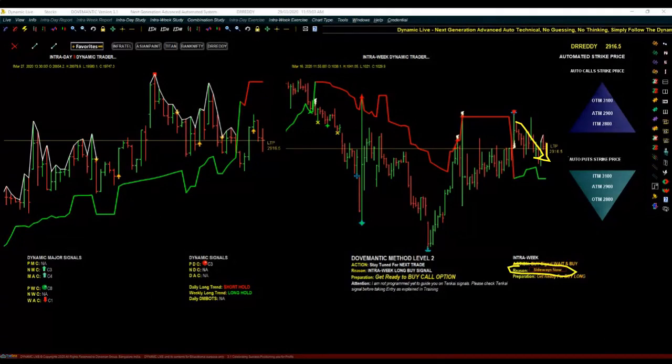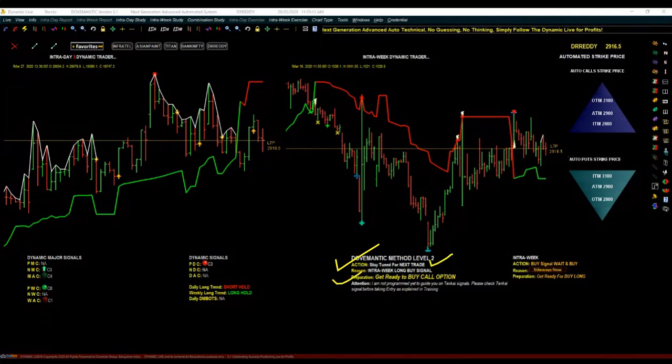And as it started coming down, the reason is now telling us sideways now. It is in sideways. Be careful. But the action information, our job is to only look at this action information. Now it is also telling us stay tuned for the next trade, but in the preparation it's telling us get ready to buy a call option, be prepared to buy a call option in Dr. Reddy. Got it? So this is how this intelligence works, so that we don't have to mess up anywhere, and we don't have to waste our time doing the analysis to decide whether to do this trade or not.